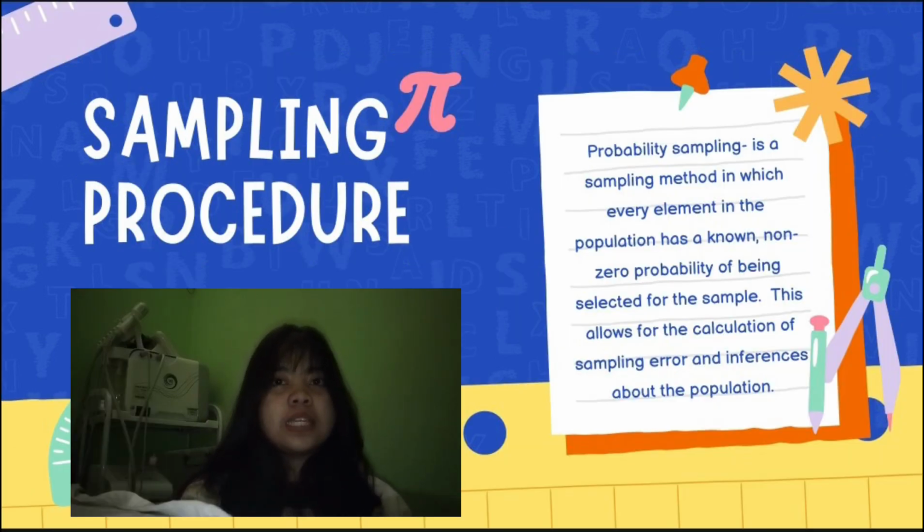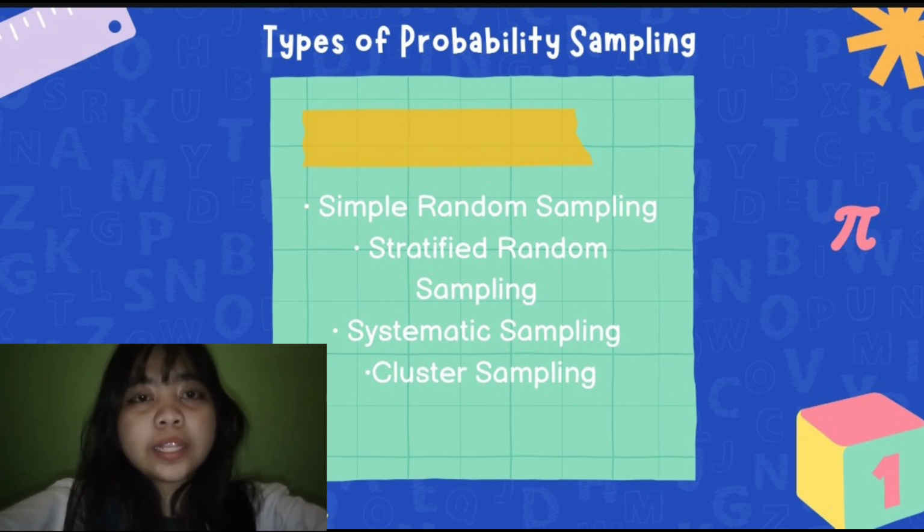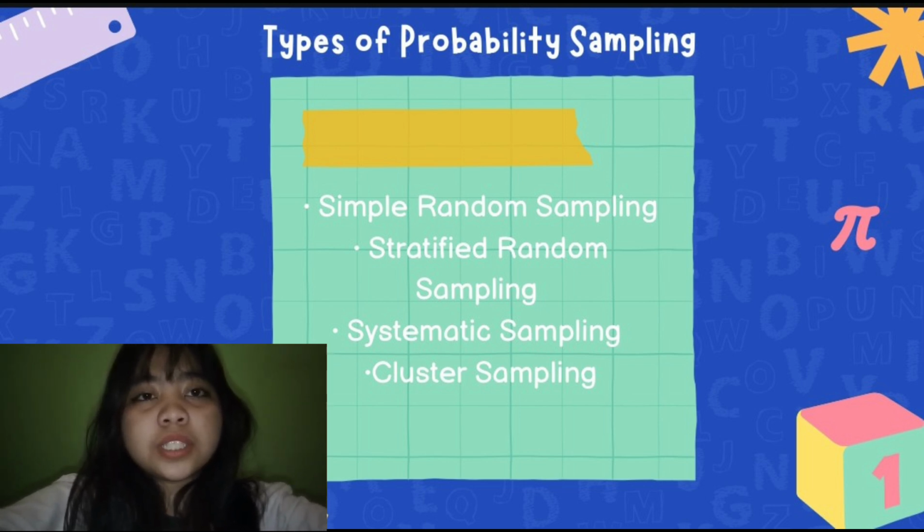Sampling procedure. Probability sampling is a sampling method in which every element in the population has a known and non-zero probability of being selected for the sample. This allows for the calculation of sampling error and inference about the population. Simple random sampling. Every individual in the population has an equal chance of being selected. This can be achieved through methods like random number generators and drawing lots.